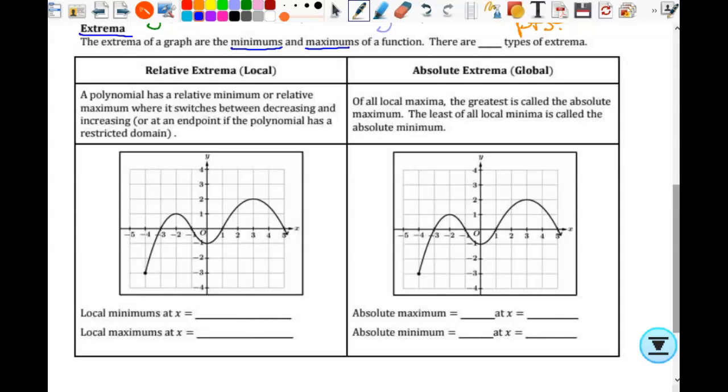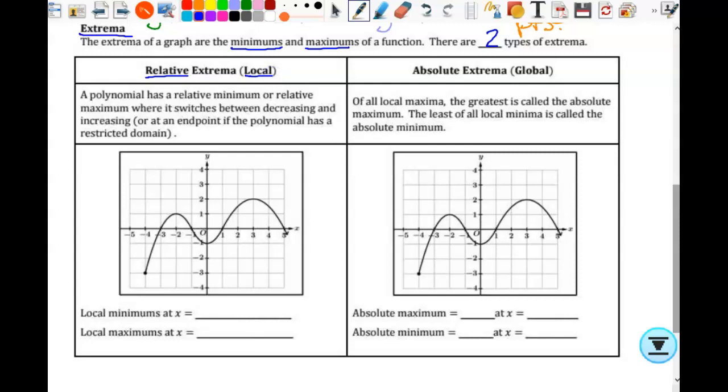There are two types of extrema. And both of those types have two names, and we have to know both names for each one because you will see it both ways, and you may even see it both ways on the AP exam. So we have relative extrema, which are also called local extrema. So relative and local are the same thing.